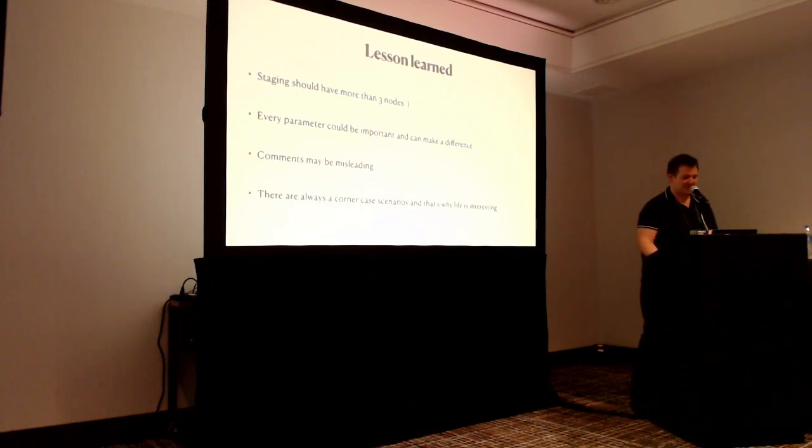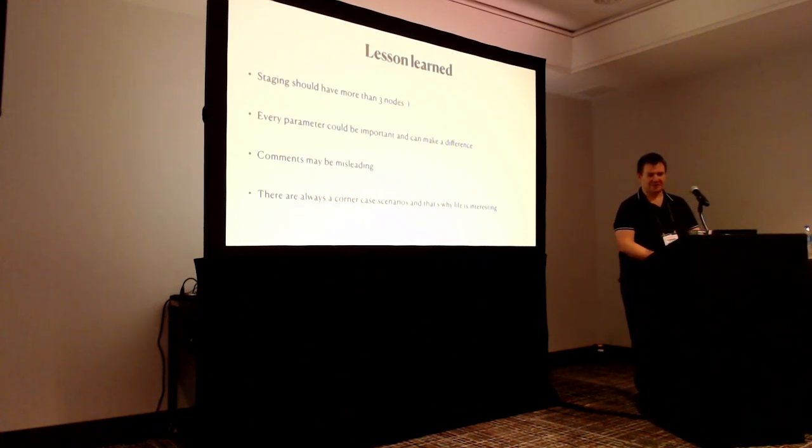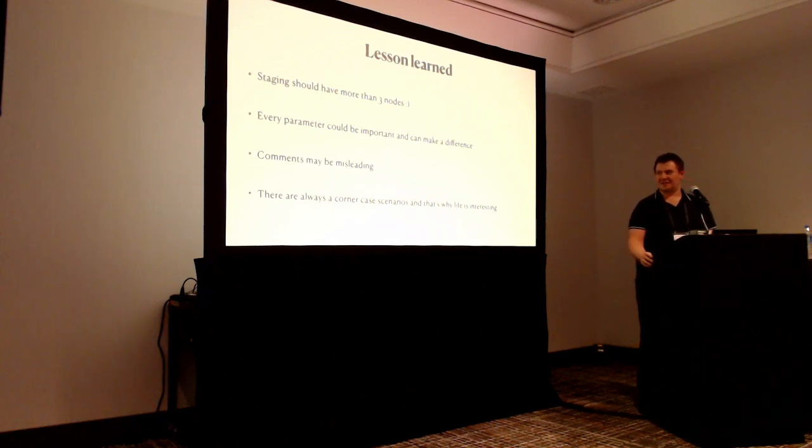The next point, every parameter could be important and can make a difference. The corner case situation was also caused because inside the seed list, I provide a DNS address, not an IP. When I provide a DNS address, there is code inside Java which compares the strings. So the strings don't match because I provide DNS instead of IP. So if I want to check that, it's good to use exactly the same configuration.